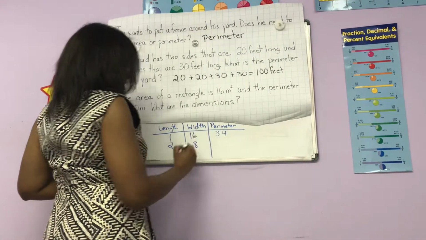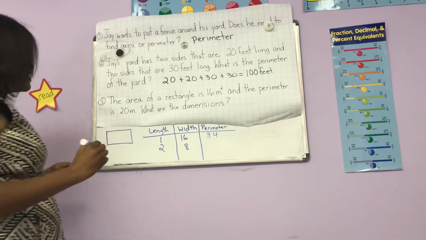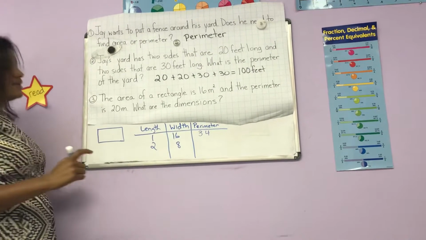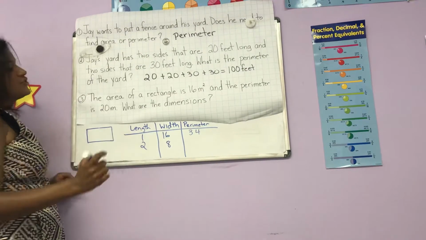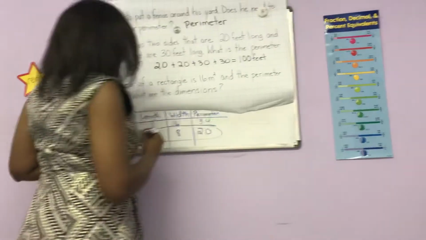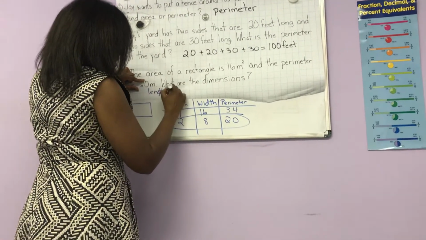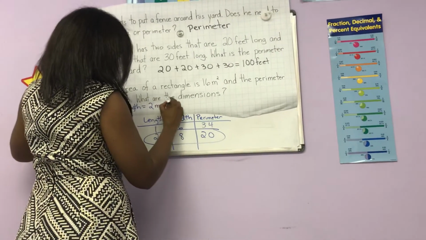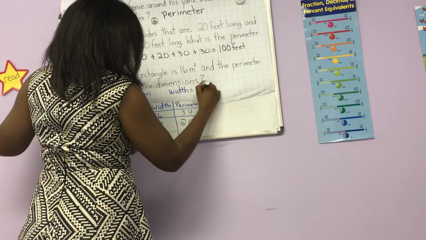Perhaps 2 and 8. 2 times 8 definitely will give us an area of 16. Let's try the perimeter though. 8 plus 8 is 16. We'll have 2 over here, that's 18, and 2 over here, that's 20, and that will work. So for the dimensions, we can say we have a length of 2 meters. Got to keep our units consistent. And a width of 8 meters.